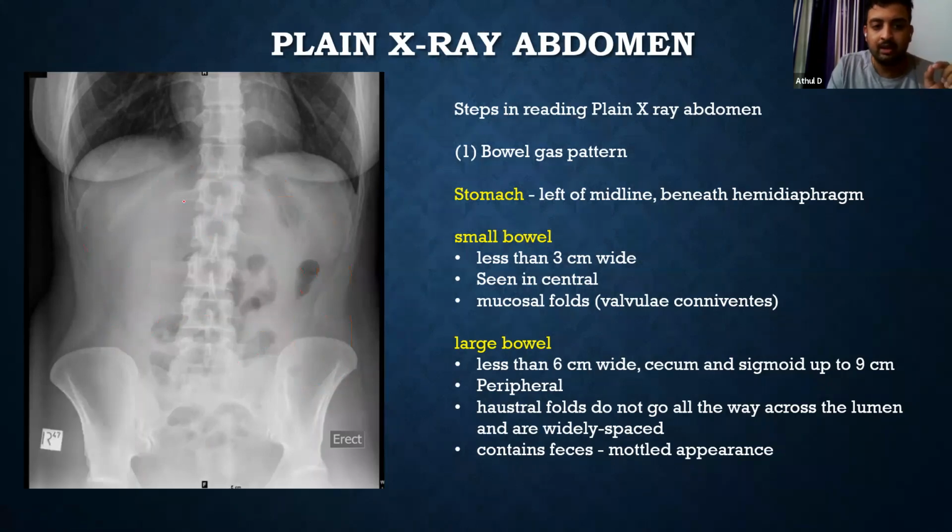After that, you have to look for the organs. If you look carefully, you will be able to see the organs. You know these are the diaphragms. That is known. And if you look carefully, this is the hepatic margin. So this is the liver.